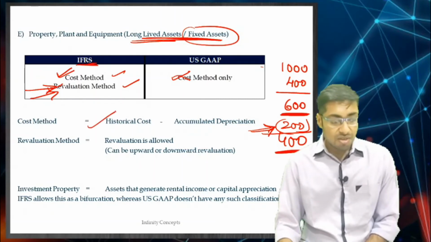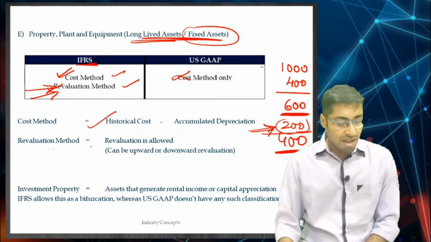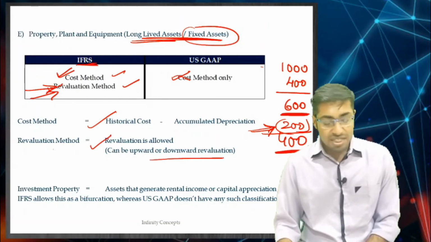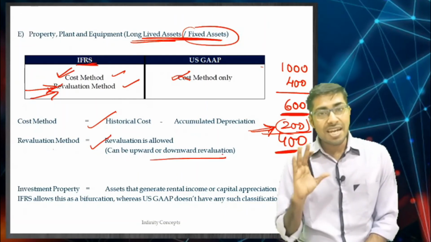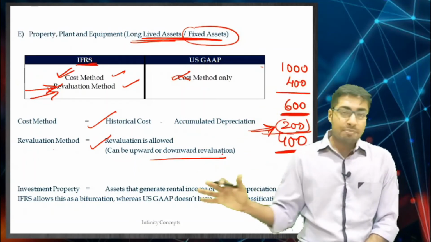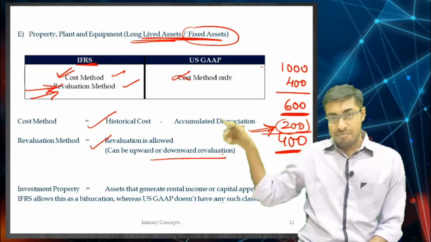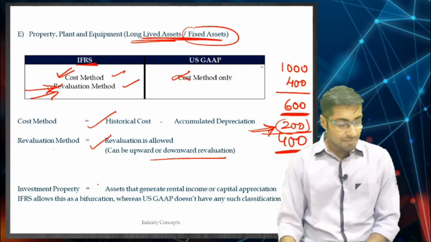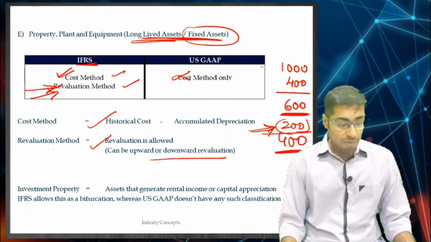Now this is what your cost and revaluation method is. Cost method: historical cost minus accumulated depreciation. Revaluation method: revaluation is allowed always, can be upward or downward revaluation. I hope you all are understanding things well. Okay, wait for it because we have a whole chapter on long lived assets that we will be seeing later on. Okay. Now what do you mean by investment property?